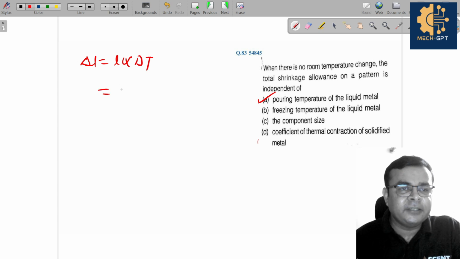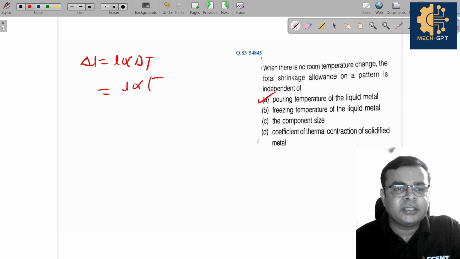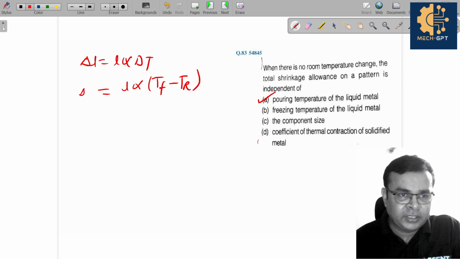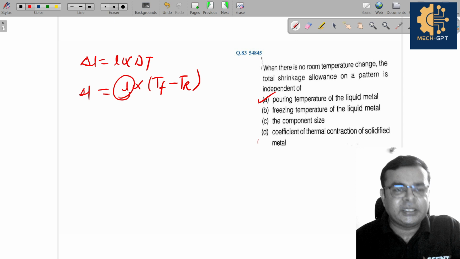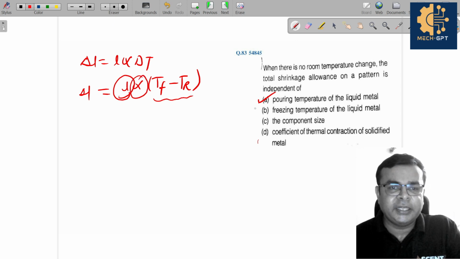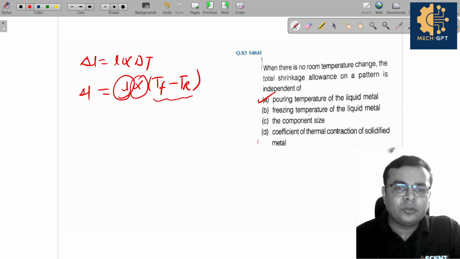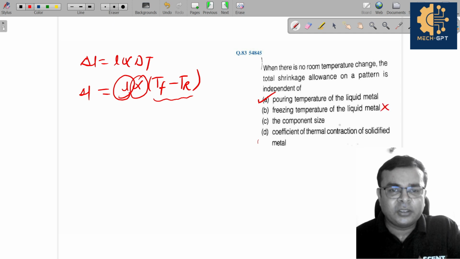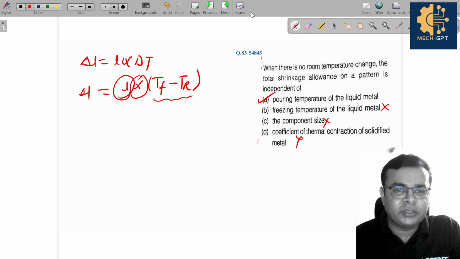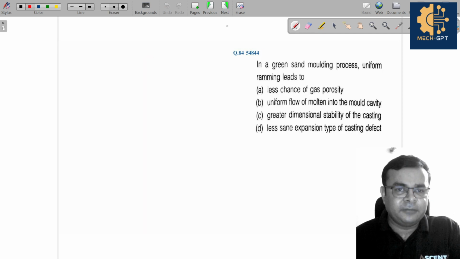And what is delta T? L alpha delta T, where delta T is freezing temperature minus room temperature. Yes or no? So it depends upon the size of the casting, the coefficient of thermal expansion, and the freezing and room temperature. So this is a wrong answer, this is a wrong answer, and this is a wrong answer. The correct answer is independent of pouring temperature, so option A is the right answer.